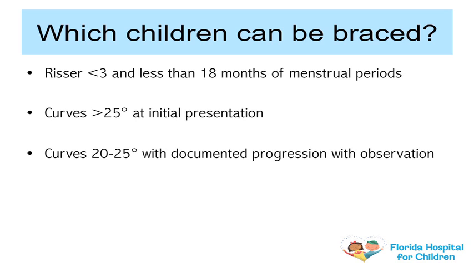Also, those children who present with a large curve generally have a curve that's too large to the point where bracing can be efficacious. So the curve should be at least 25 degrees on initial presentation. Lastly, the third category would be any child with a smaller curve where you've been able to document a progression of the curve of more than 5 or 6 degrees within 6 months. They should be considered a candidate for bracing.